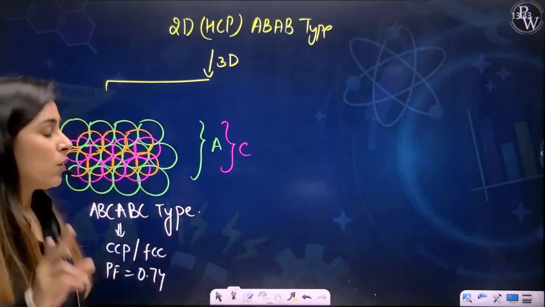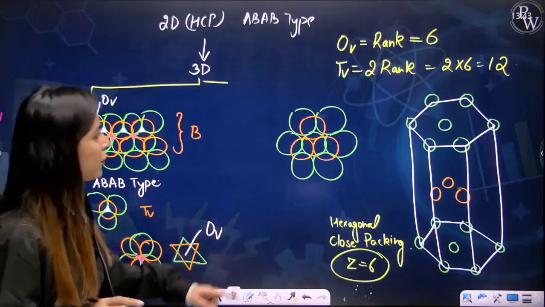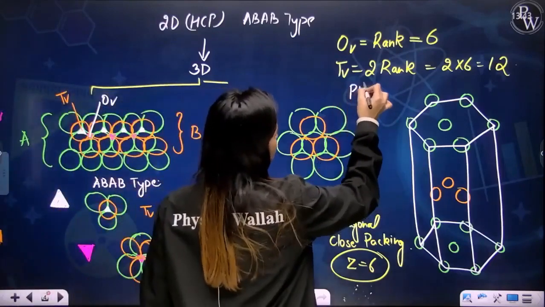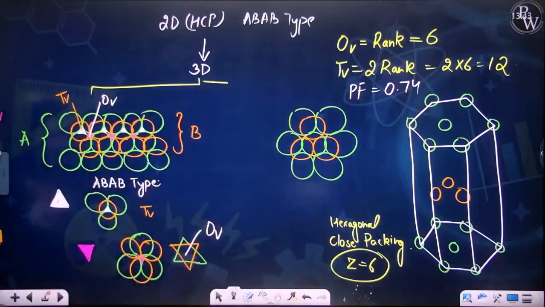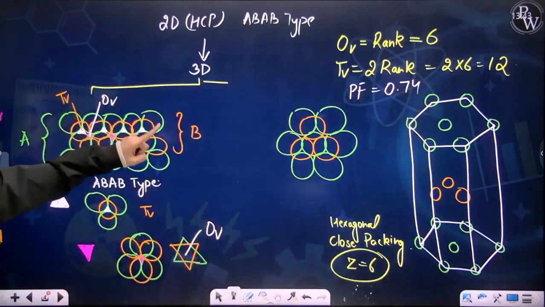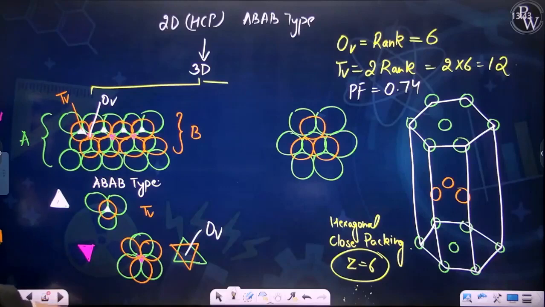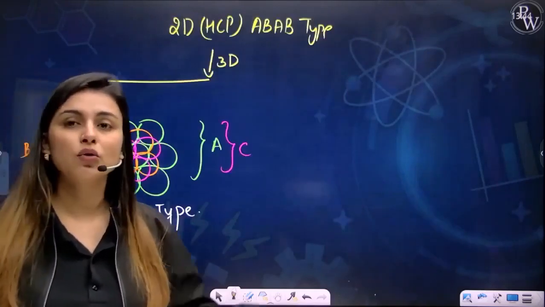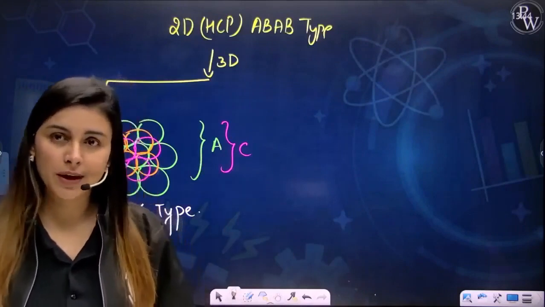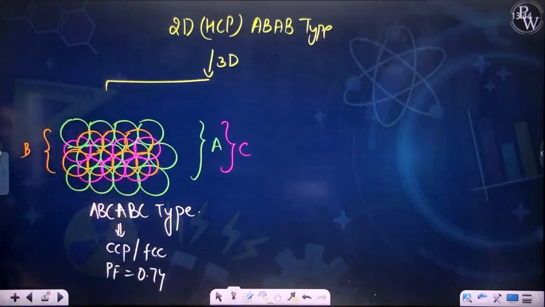Okay, yes. One important thing which we haven't written here, the packing fraction of HCP is also 0.74. Okay, the packing fraction is also 0.74. Please write it down. Perfect. So this is what you can talk about the third type of layering. Okay, I hope you're clear with this. Please write it down.